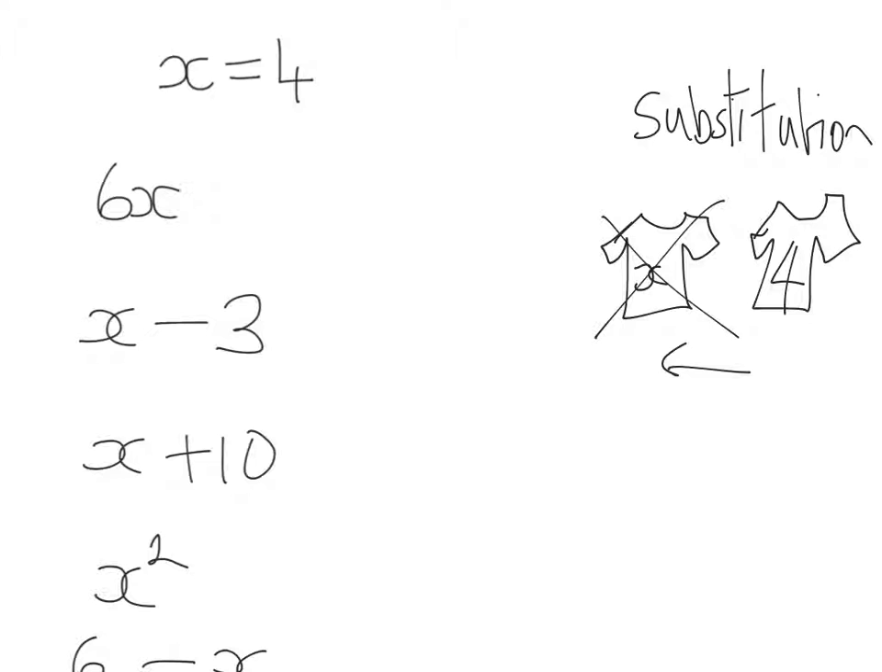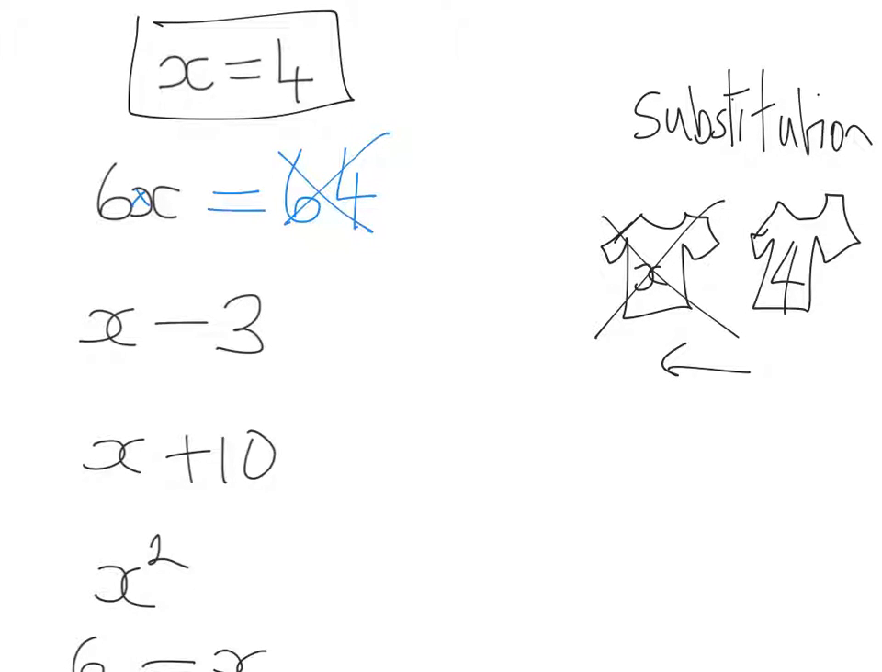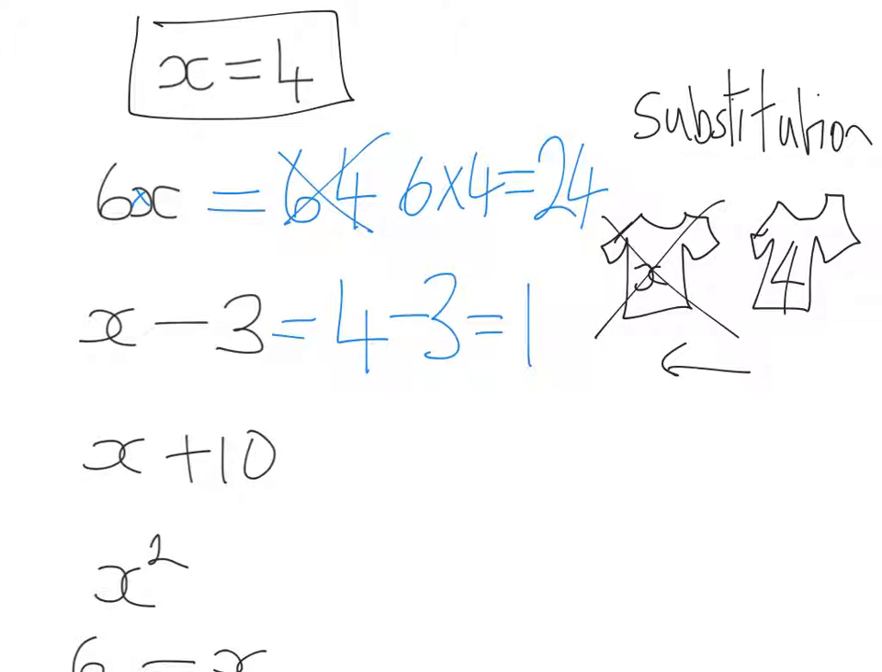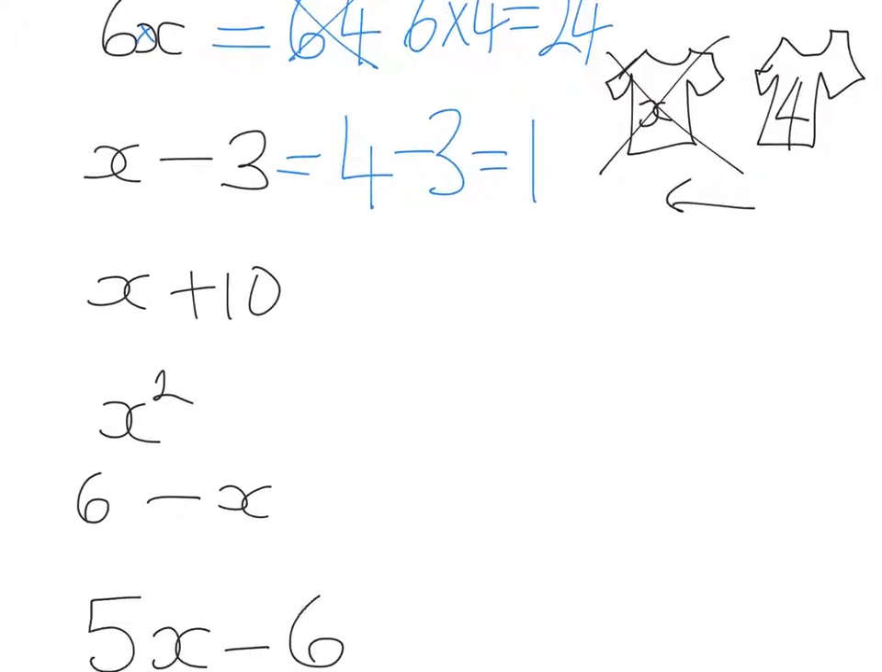So let's look at how we do this. We're saying that X is 4. So every time there's X, we're going to replace it with 4. Let's look at this. If I replace X with 4, would that make 64? Well, no, it wouldn't. Remember that this means 6 times X. So 6 times 4. So 6X is worth 24. Here, if we replace X with 4, we've got 4, subtract 3, which is 1. Again, we'd replace X with 4 in these other ones.